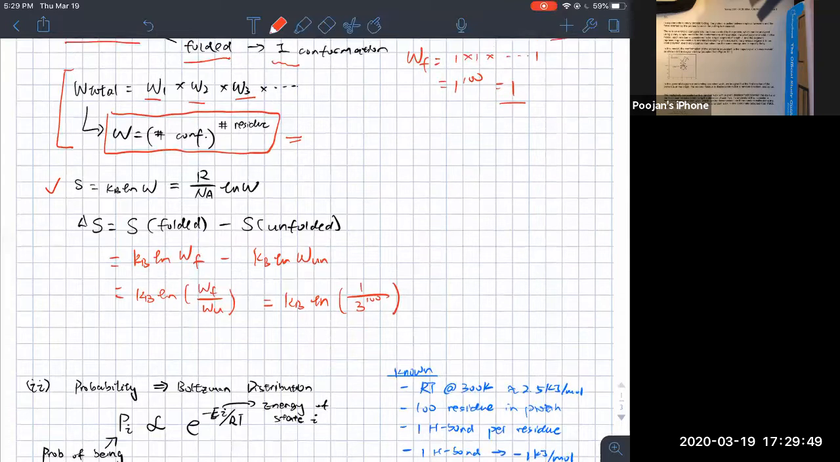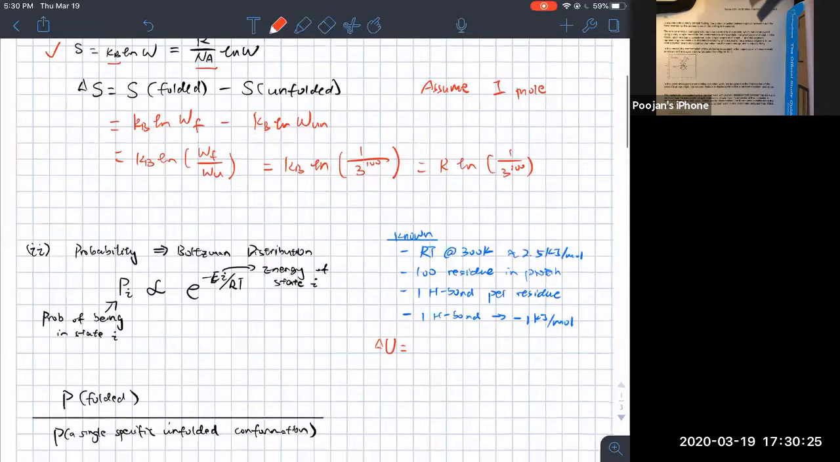Also, in the question we're asked to express the answer in multiples of R, so we need to use this conversion right here. I believe you can just assume we have 1 mole of protein. Then this will equal R times the natural log of 1 over 3 to the 100th power. Are there any questions?